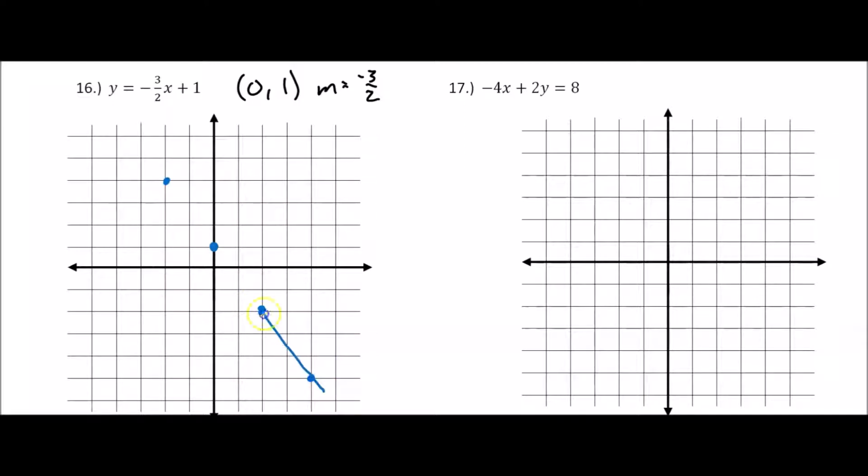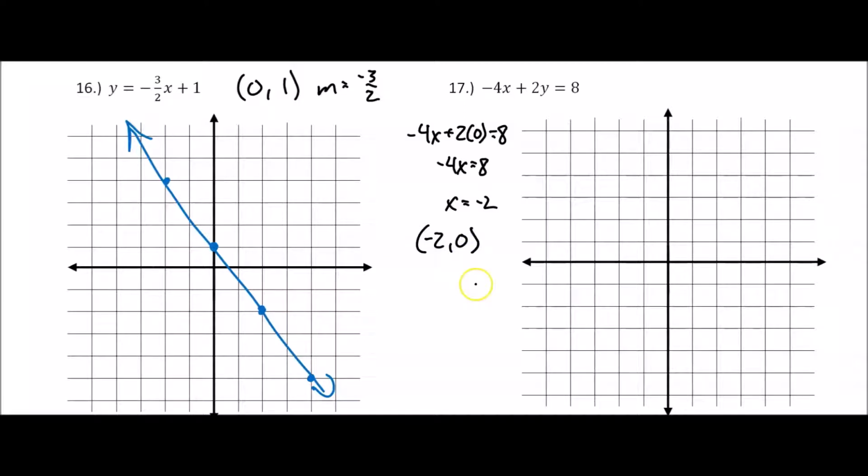All right? And it's always good to graph a couple extra points to make sure you can draw the line in a straight manner. Okay? The next one's in standard form. Remember, when we're in standard form, the best thing to do is find the x and the y intercepts. Most of us use a little bit of mental math for this. So if I plug a 0 in for y here, I'm going to show the process in terms of mental math. That would give me a negative 4x equals 8. And then you divide each side and get x equals a negative 2. So that's the ordered pair, negative 2, 0.